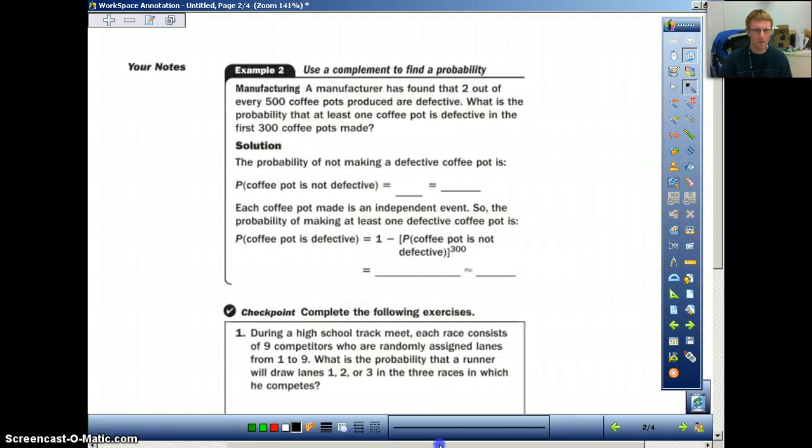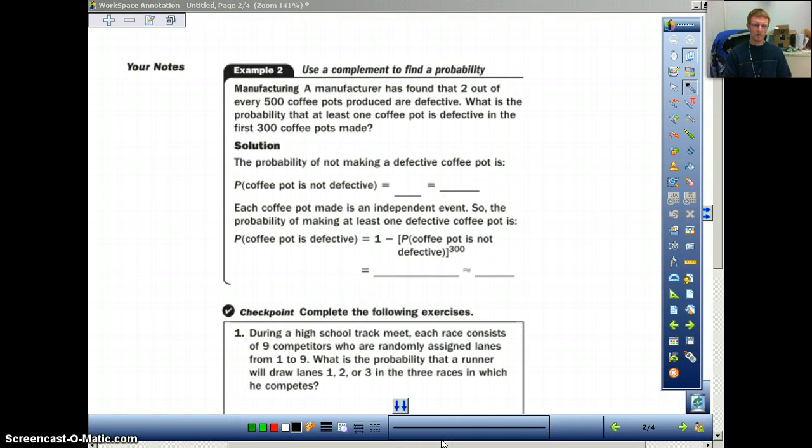Second example. This one we're going to use a complement, and we're going to talk about that briefly. It says a manufacturer has found that 2 out of every 500 coffee pots produced are defective. What is the probability that at least one coffee pot is defective in the first 300 coffee pots made?